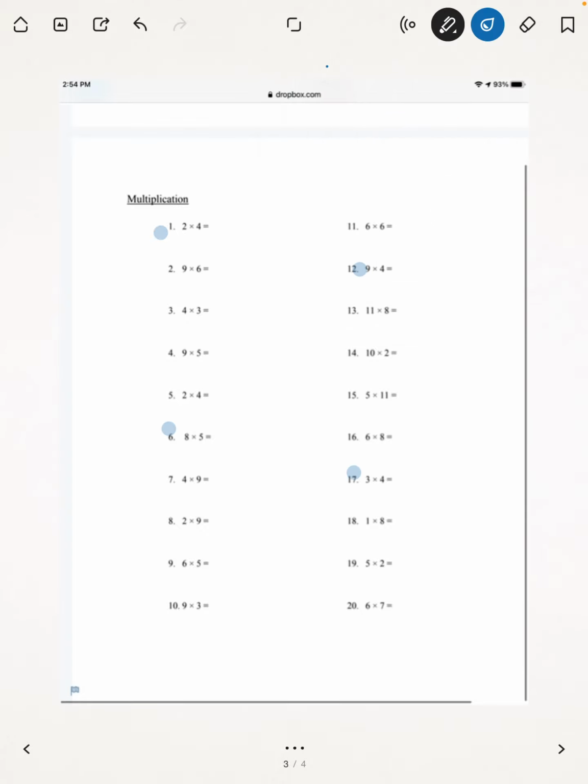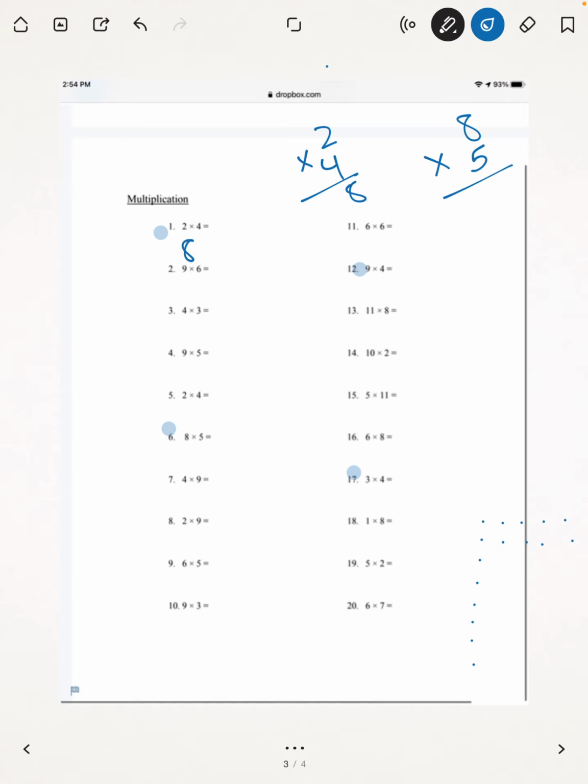Okay, 2 times 4, you could do 4 plus 4, or you could do 2 plus 2 plus 2 plus 2, or you could do 2 times 4, that equals 8. Okay, 8 times 5 basically means 5 plus 5 plus 5 8 times, or you could do 8 plus 8 plus 8 5 times, or you could draw 1, 2, 3, 4, 5, 6, 7, 8, and then each of them have 5 in it.